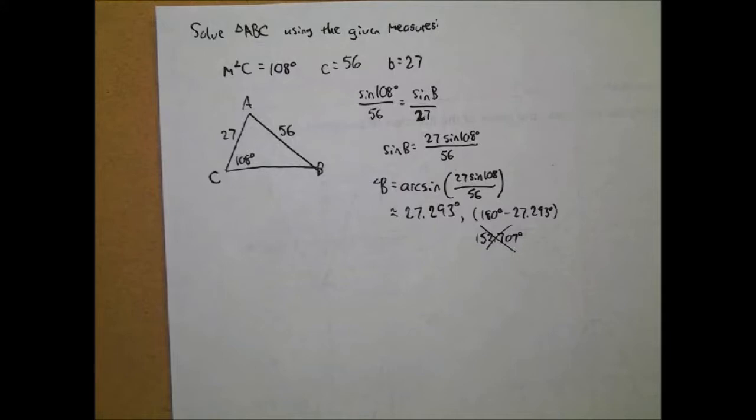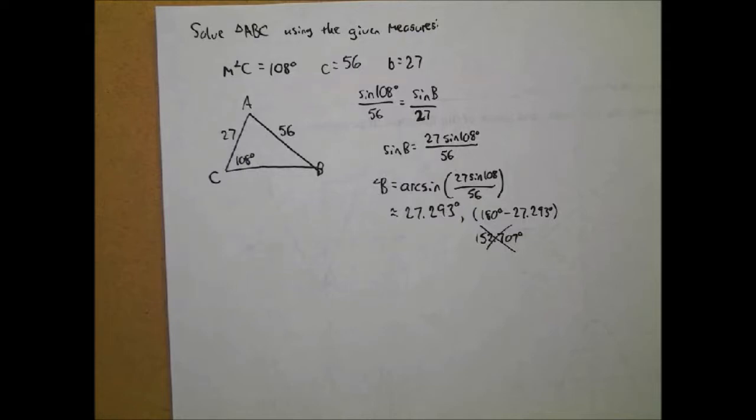Yes, Rover? Why don't you just add 108 and the 27.293 together and then get your missing angle, minus that from 180? Well, yes, that's what we're going to do to solve for the missing angle A. But my point is that when we went to find angle B, and we're doing this arc sine calculation, there are two angles. There will be two angles on our unit circle here that will have this ratio that we're trying to find. Okay?